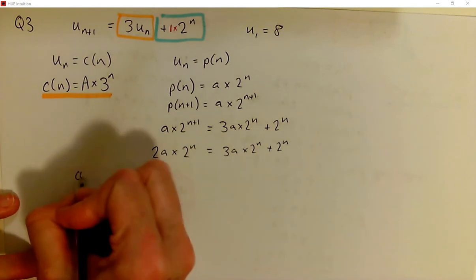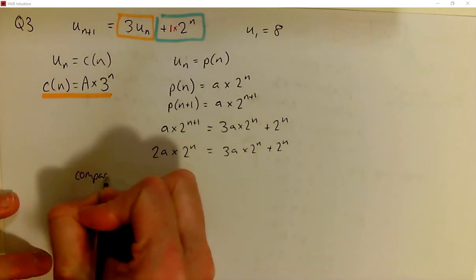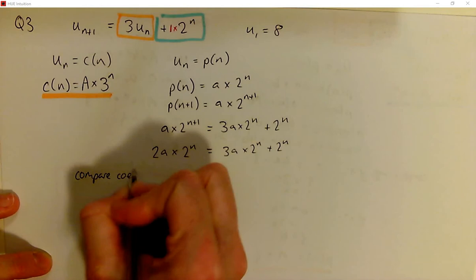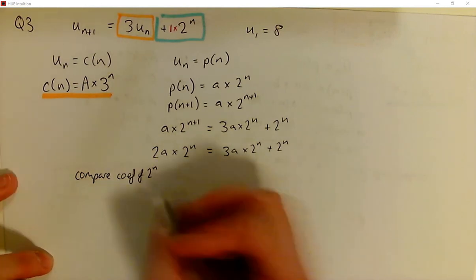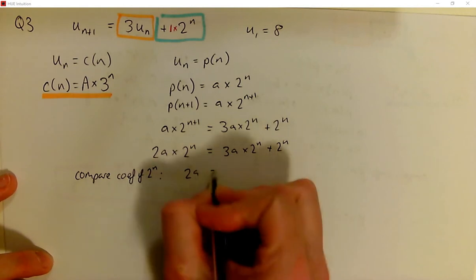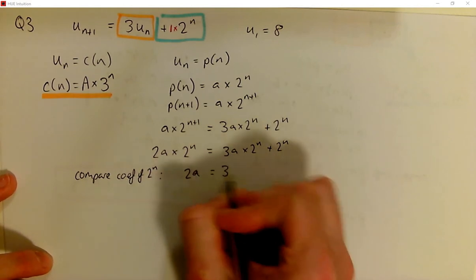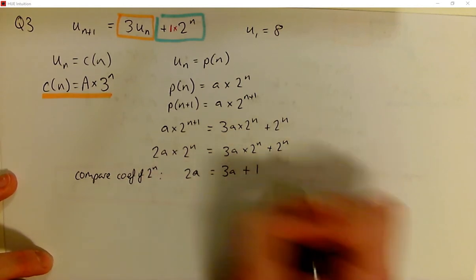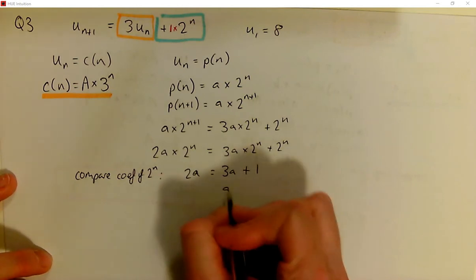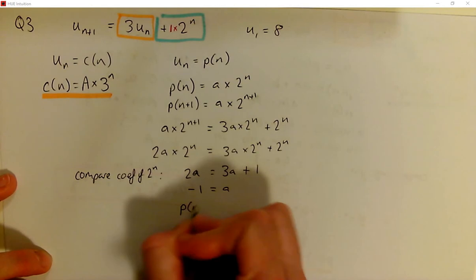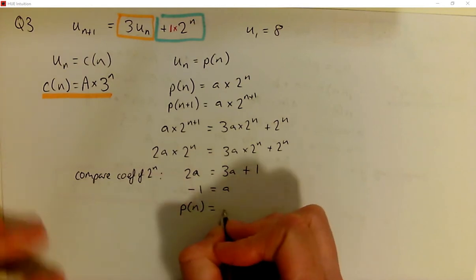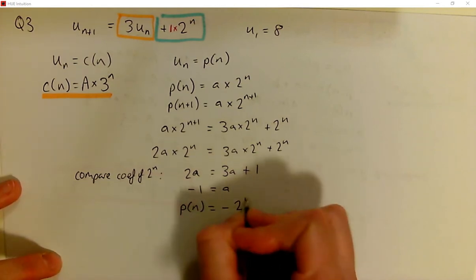Now we can compare coefficients of 2 to the n. So on the left hand side we're going to have 2a, on the right hand side we've got 3a plus another 1, and then we can solve that to give us a is minus 1. So that means that our particular solution is minus 2 to the n.